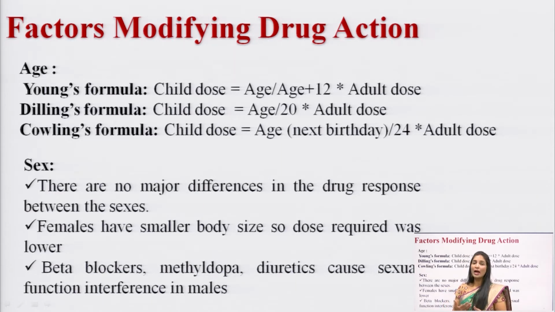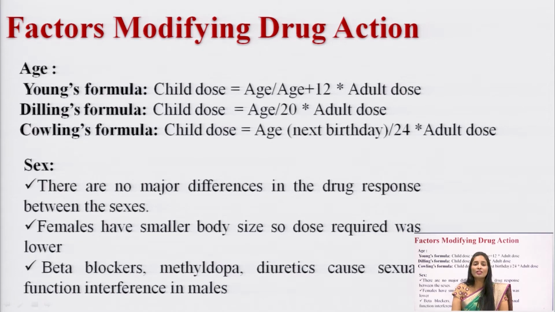But what happens in elderly people? The metabolic rate is decreased, so the drug stays for more time in the body, which can cause toxicity. And in this declining phase, the kidney also does not work as properly as in an adult patient.